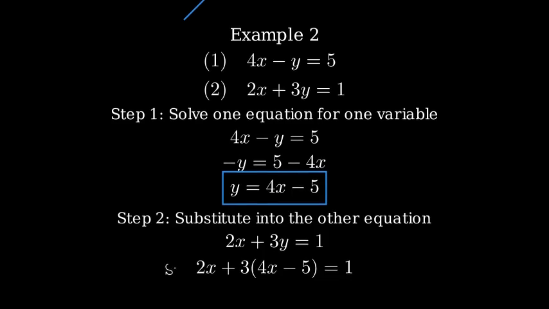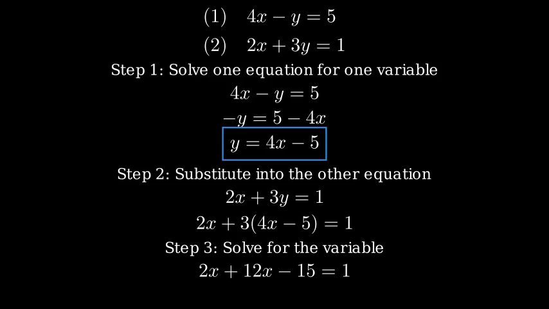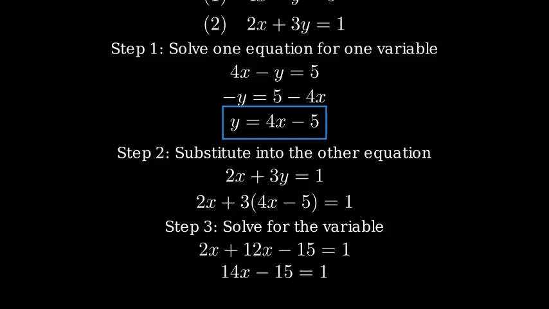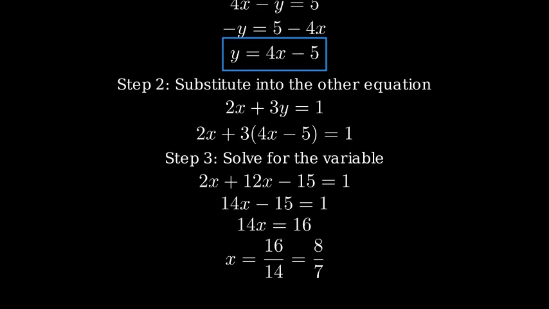For step 3, we solve for x. Distributing the 3, we get 2x plus 12x minus 15 equals 1. Combining like terms, 14x minus 15 equals 1. Adding 15 to both sides, we get 14x equals 16. Dividing by 14, we find that x equals 16 over 14, which simplifies to 8/7.